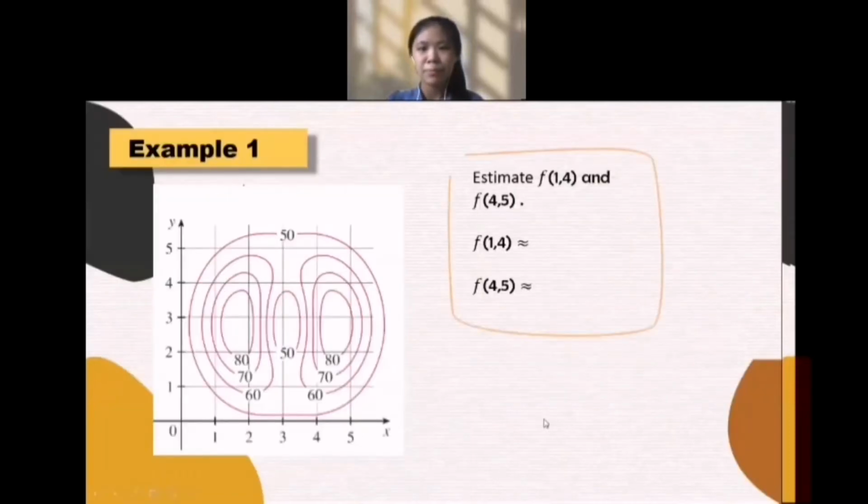In example 1, we are asked to estimate the values of f of 1, 4 and f of 4, 5 by using the figure displayed. To find the value of f of 1, 4, we can take a value between 60 and 70. And for f of 4, 5, we can take a value between 50 and 60. Then we find that f of 1, 4 is approximately 61 and f of 4, 5 is approximately 57.